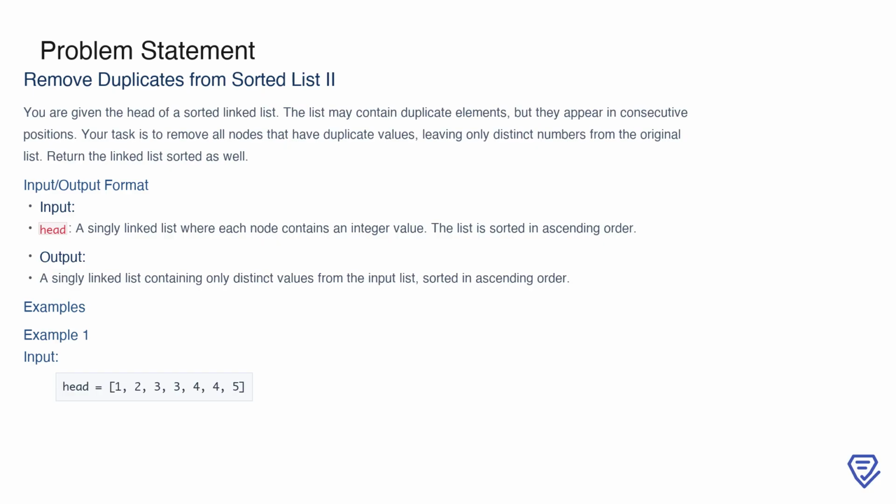Looking at the input format, you'll receive a singly linked list where each node contains an integer value, and the list is guaranteed to be sorted in ascending order. For the output, you'll return another singly linked list, but this one will only contain the distinct values from the input, also sorted in ascending order. Let's explore this further with some examples to understand how this works.